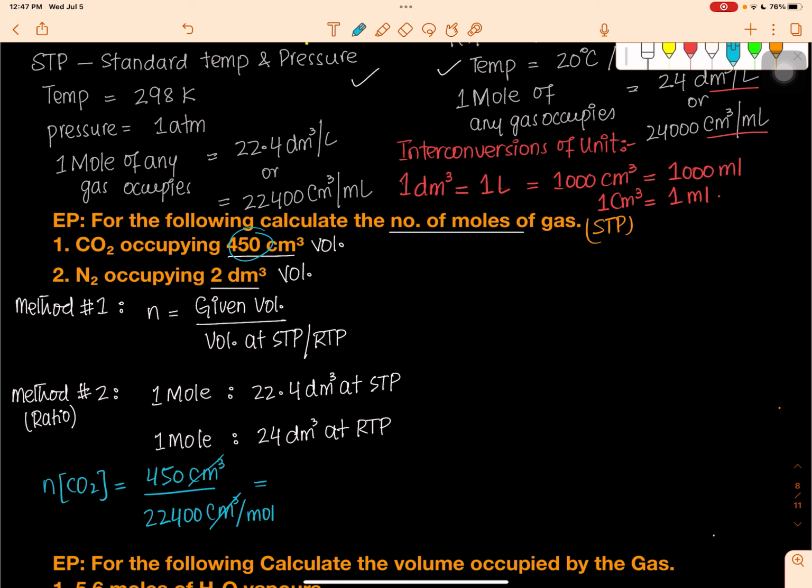Now let's do some maths. We have 450 divided by 22,400. We get 0.02 moles. Now the question comes: I have given you the values in dm cube, and here I have taken cm cube. Why? Because the given volume was in cm cube, so I must convert this dm cube into cm cube.